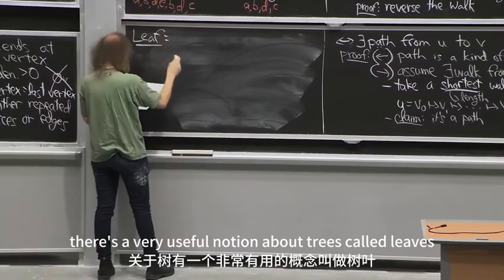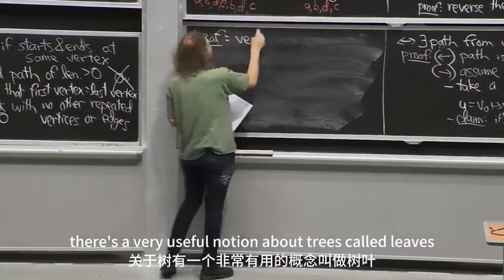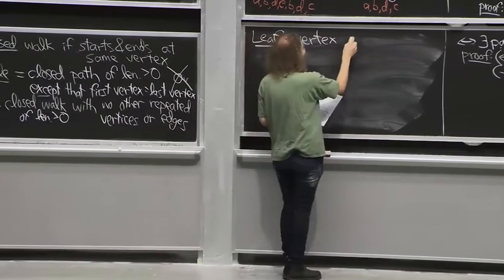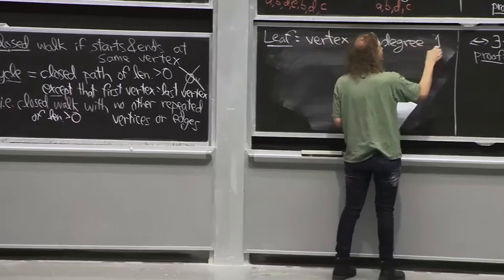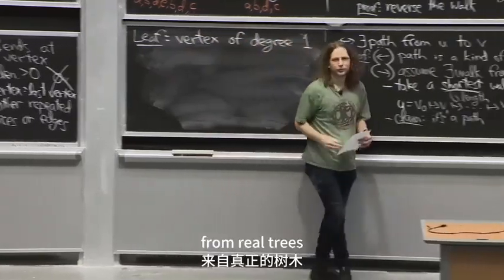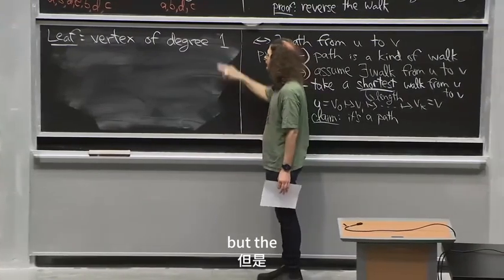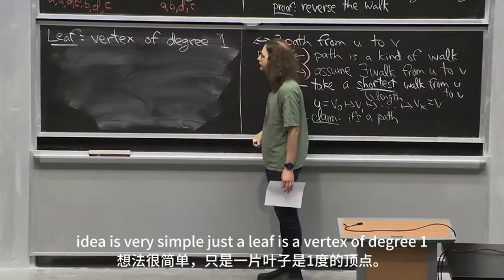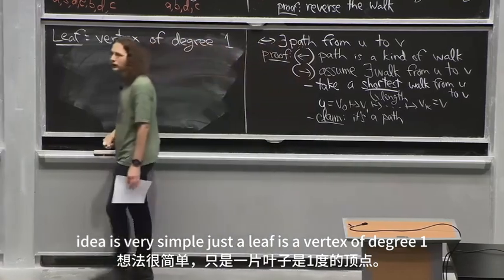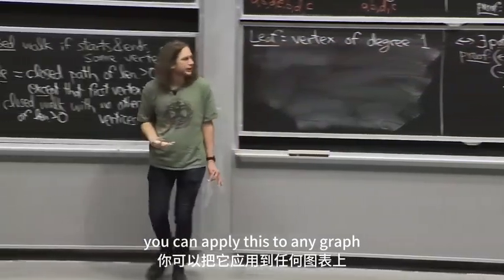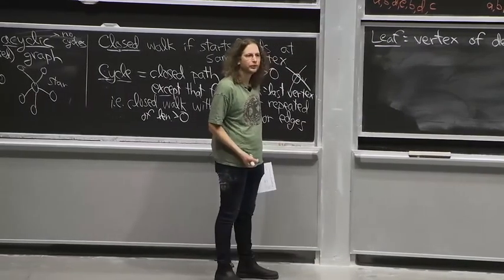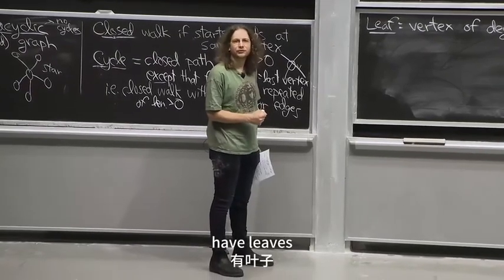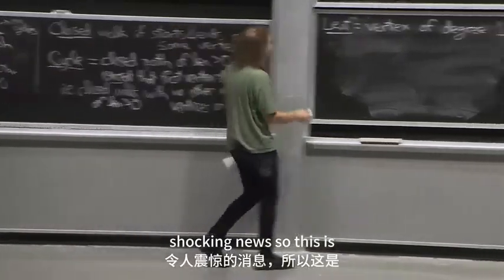In particular, there's a very useful notion about trees called leaves. You can guess where this came from, real trees. But the idea is very simple. A leaf is a vertex of degree 1. You can apply this to any graph. Sometimes you have vertices of degree 1, sometimes you don't. But trees have leaves. Shocking news.